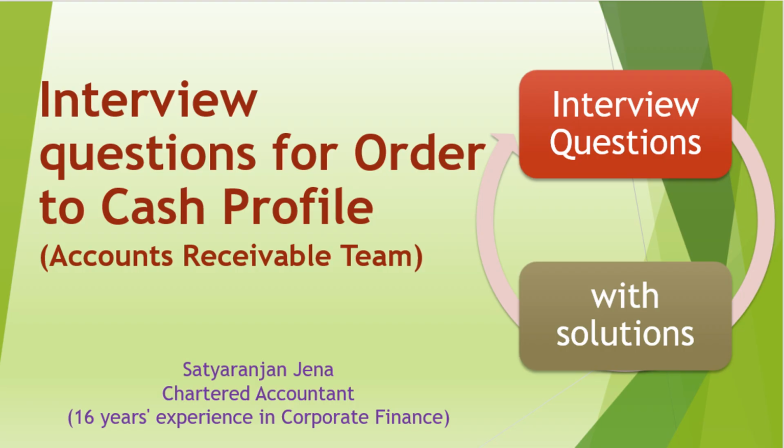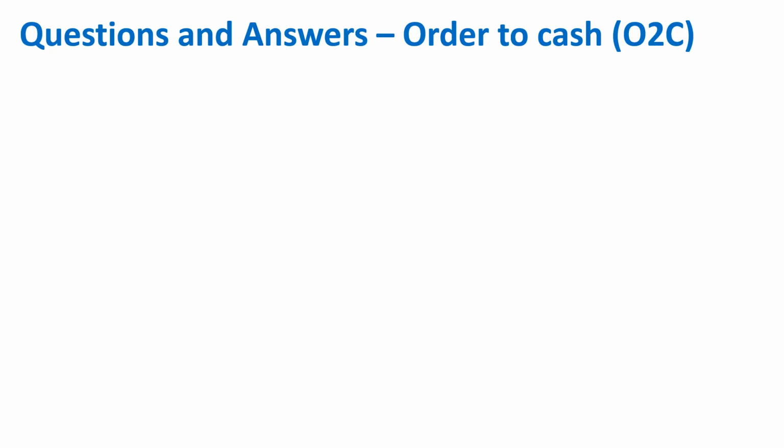because you have to deal with the customer, you have to recognize revenue, you have to collect cash. So a lot of different activities are there in an order to cash profile. So let's start with questions. I'll explain more about how to answer those questions and what logic applies behind those answers. So let's start with the first question.